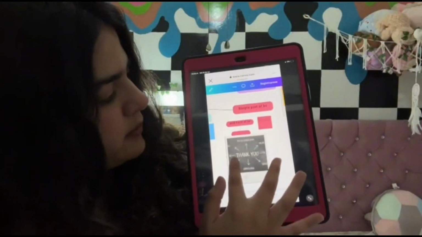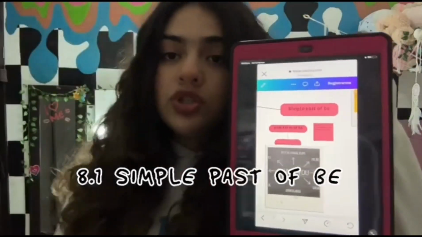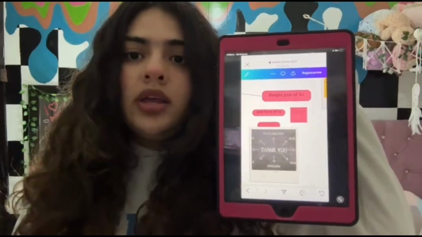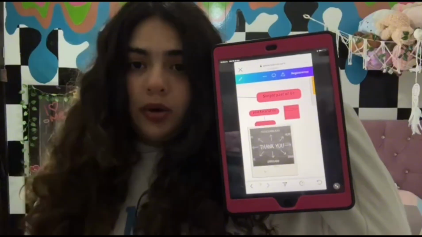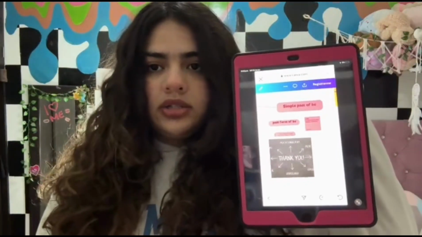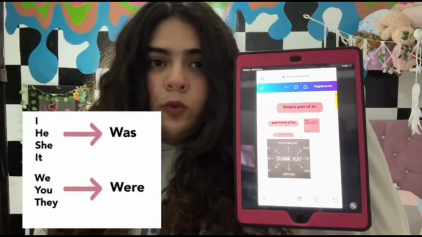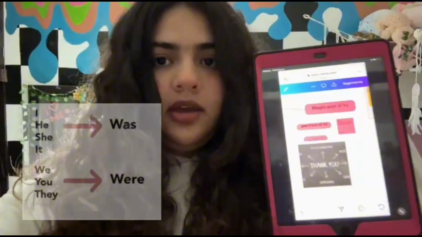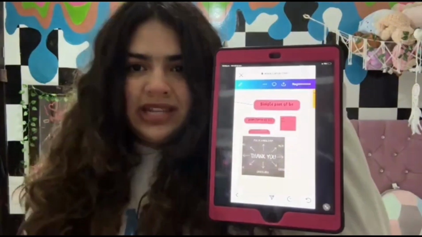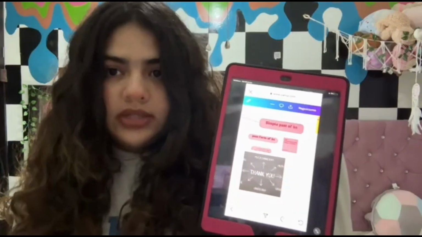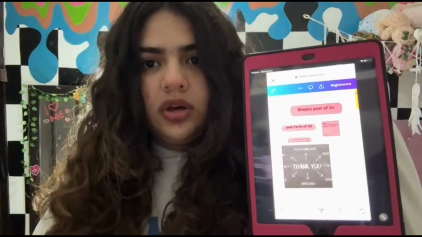Now I'm going to talk about simple past of be. To talk about the past with the verb be, we use was or were. These words help us describe how things were before, yesterday, last week, or a long time ago. We use was with I, he, she, and it, and we use were with you, we, and they. For example, I was sleepy this morning, or they were very happy at the party. These words are like time travel versions of am, is, and are.